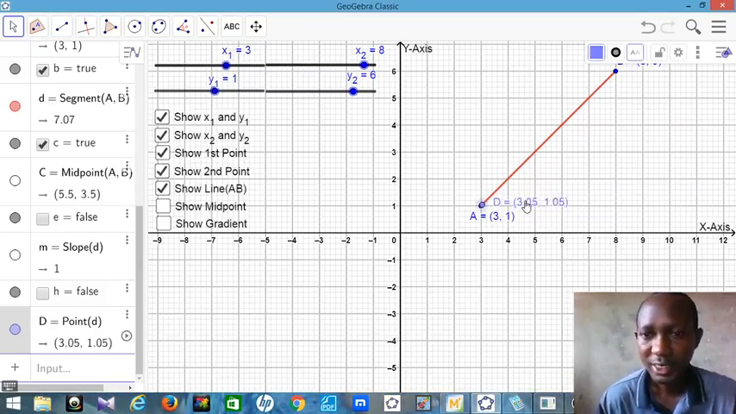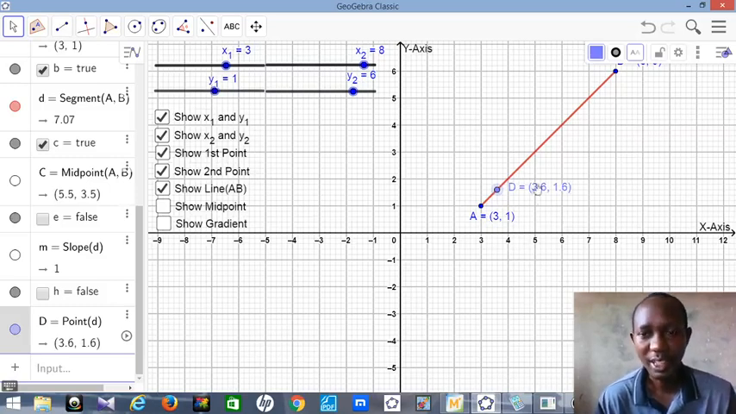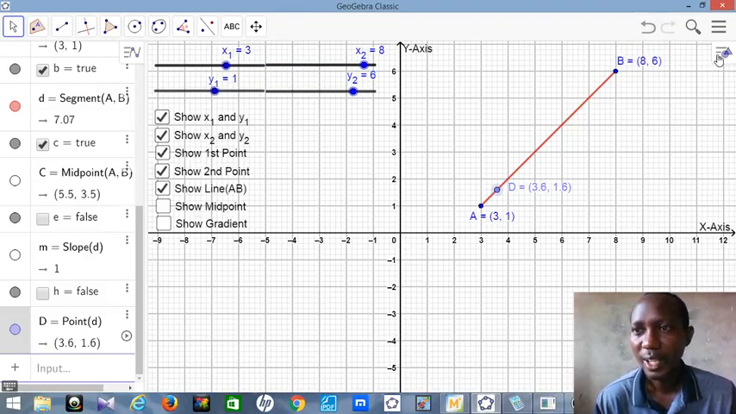As D is rising up along this line, it's changing now. The coordinate is now 3.25, 1.25. As you keep going, it's changing. So what we are doing in this topic now, gradient of a line, is how this point is changing with respect to X. And most times we follow it through the two coordinate axes, X and Y.